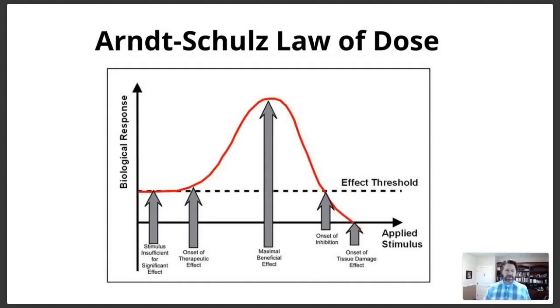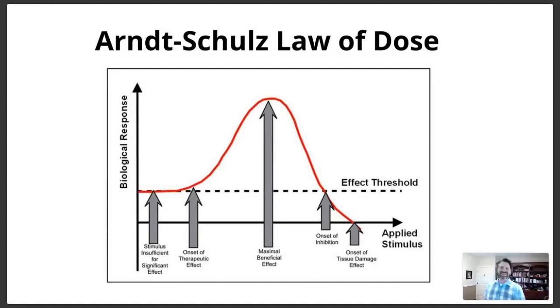What you need to understand with the Arndt-Schulz Law is that the stronger the stimulus, as you start with 0 stimulation and you start to add stimulation, you start to get an effect. And the more stimulation you add, the better effect you have until you hit a certain point where you've maximized your effect. Then, if you keep adding more and more stimulation, the effect drops until you actually do damage. You can do more harm than good by overdosing.